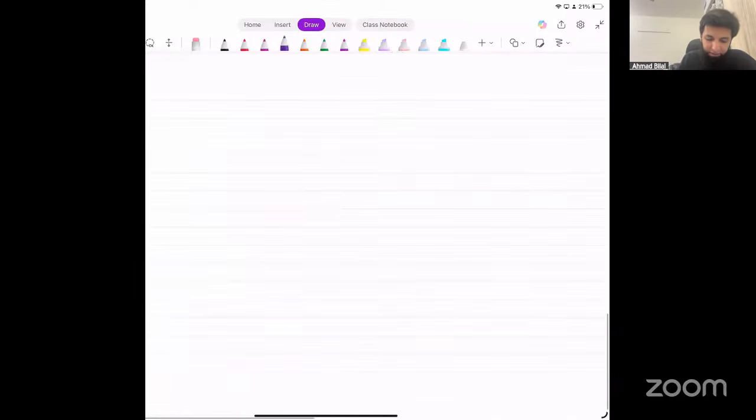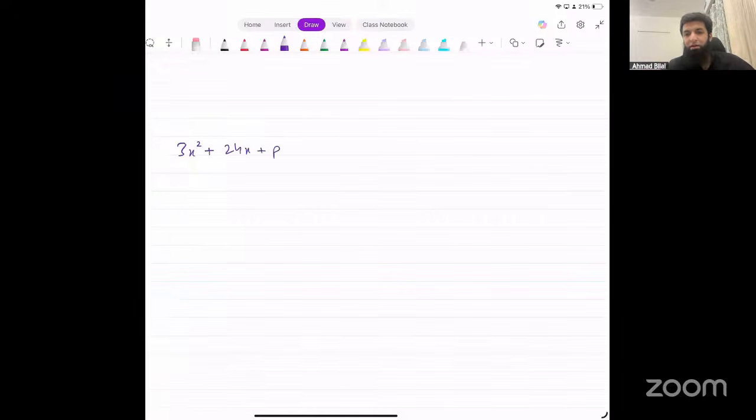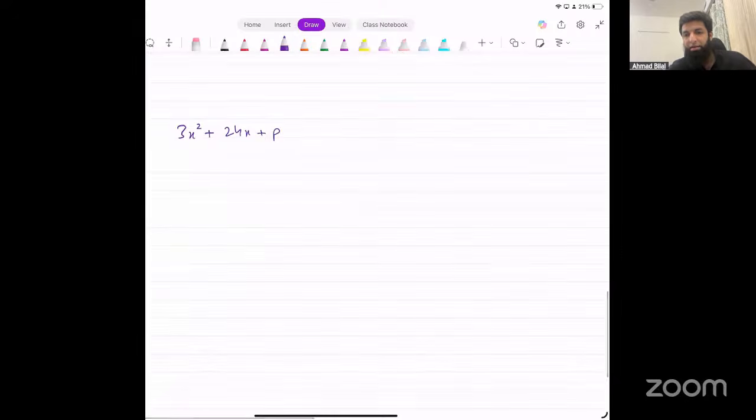If you want to express this in completed square form, 3x squared plus 24x plus p, and then they ask you to find the values of p for which this equation has no real roots. How do we do it using the word hence? Okay. So the question is, if you have a function like this, they ask you to complete the square for this first.